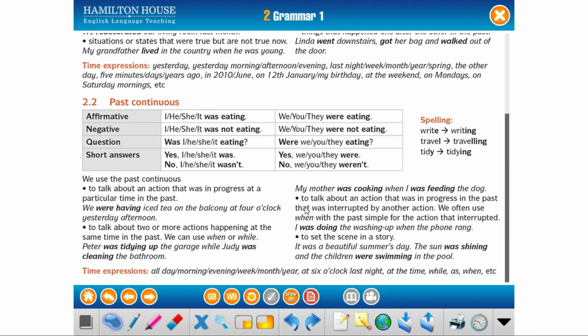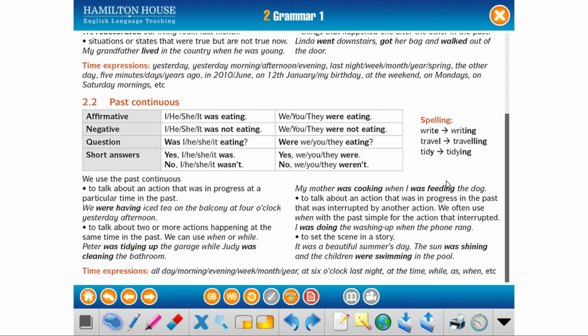Then we have the use of when. Remember that we said we use it to talk about an action that was in progress in the past but was interrupted by another. In this case, we say, I was doing the washing up when the phone rang. In this case, when is joining the two sentences, but this sentence is what was happening and this sentence is the one that interrupts it. So the sentence that was in progress is expressed in past continuous. Meanwhile, the sentence that interrupted is written in past simple.